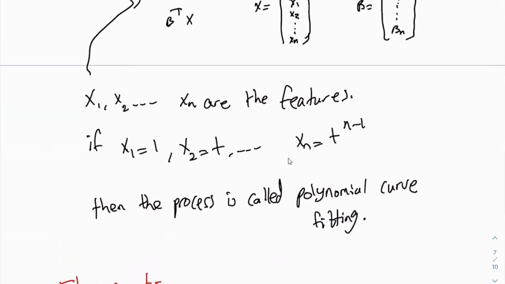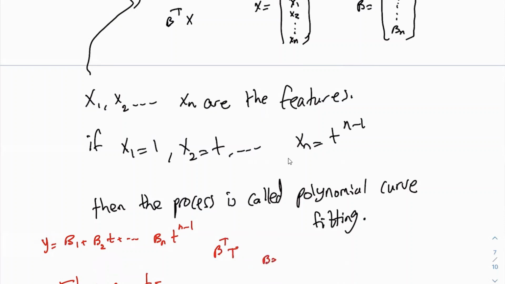Let me rewrite that again. So in that case, we have y equal to beta 1 plus beta 2 times t, and so on, up to beta n times t to the n minus 1, right? So in this case, if you want to write it as a dot product, what would you get? You get beta times t, or let's use the capital T, for example.